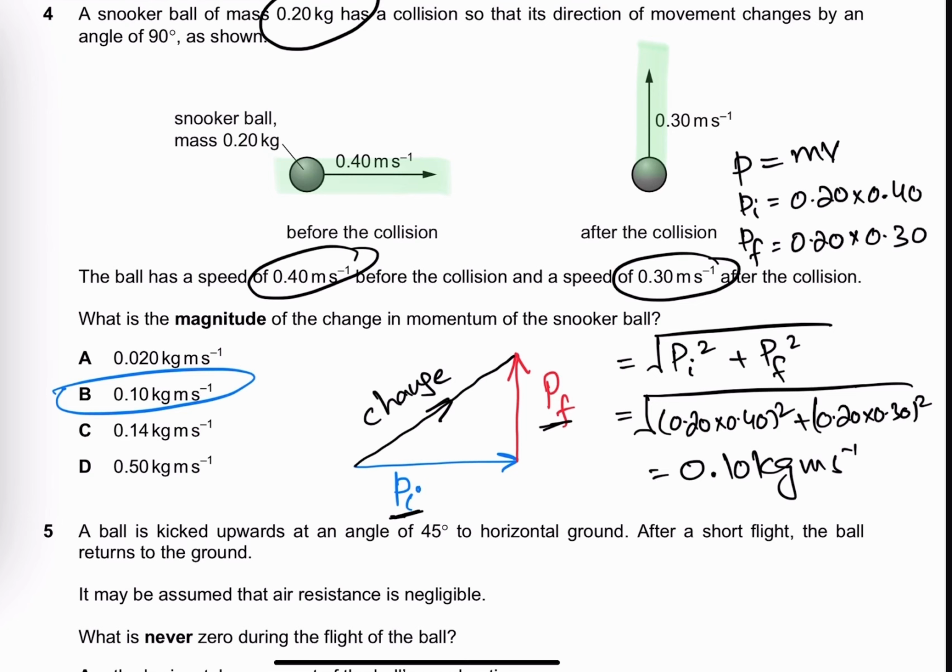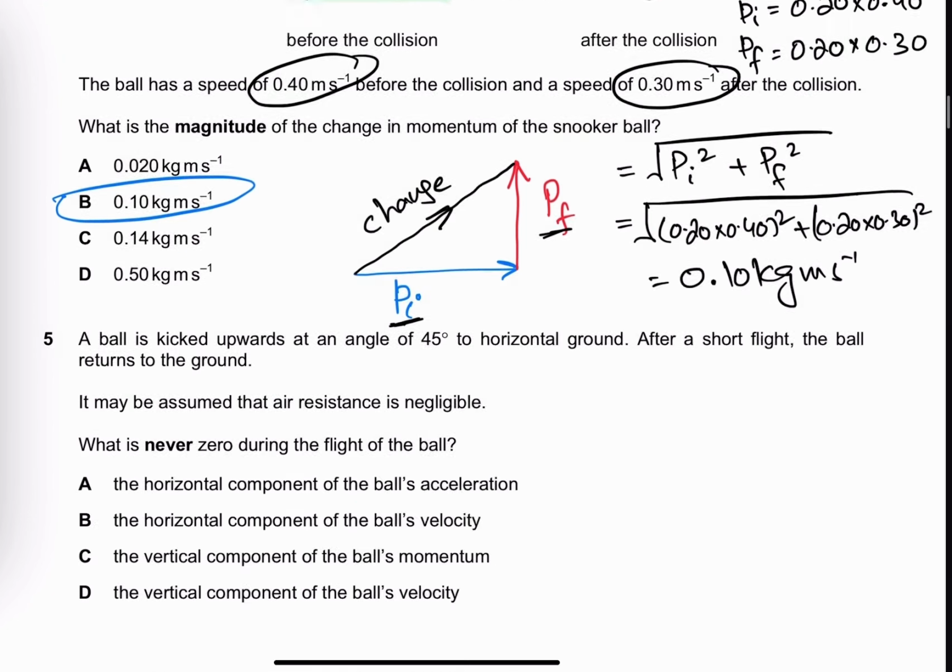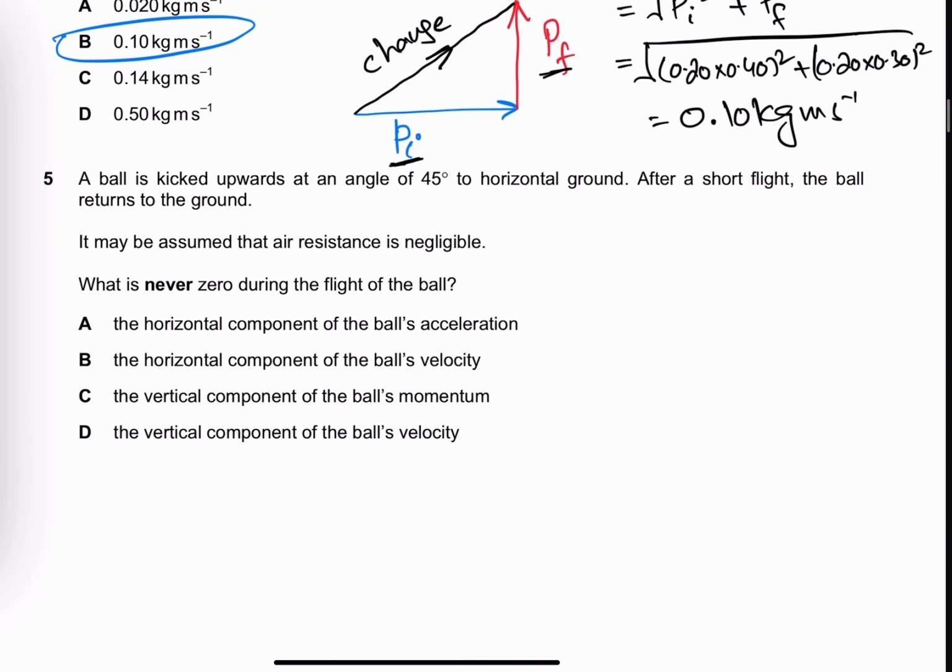Okay, so in question number 5, a ball is kicked upward at an angle of 45 to the horizontal ground. After a short flight, the ball returned to the ground.